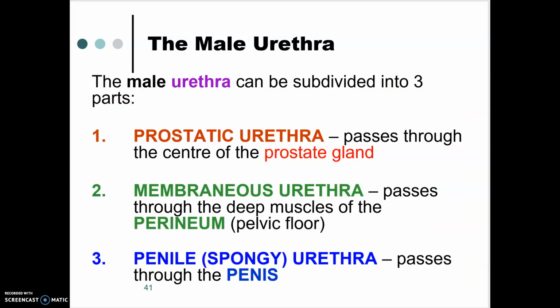We subdivide the male urethra into 3 different parts depending on where the urethra is. Okay, so the first part is called the prostatic urethra, and this passes through the center of the prostate gland. After we leave the prostatic urethra, we get into the membranous urethra, and this passes through the muscles of the pelvic floor, which we call the perineum. And then finally, we get into the penile or the spongy urethra, which is the part of the urethra that passes through the penis. So these different subdivisions are named based on the location of the urethra.